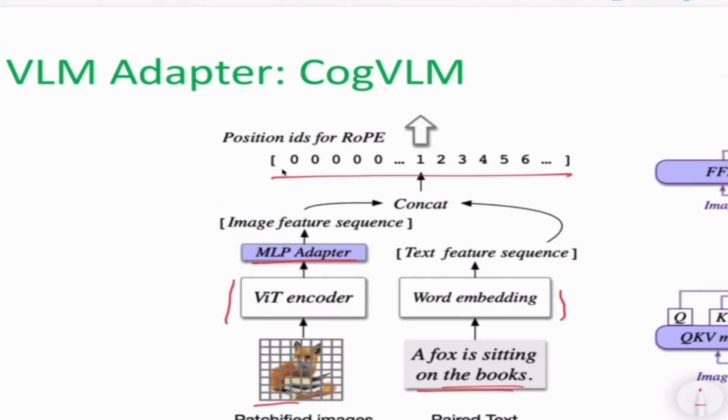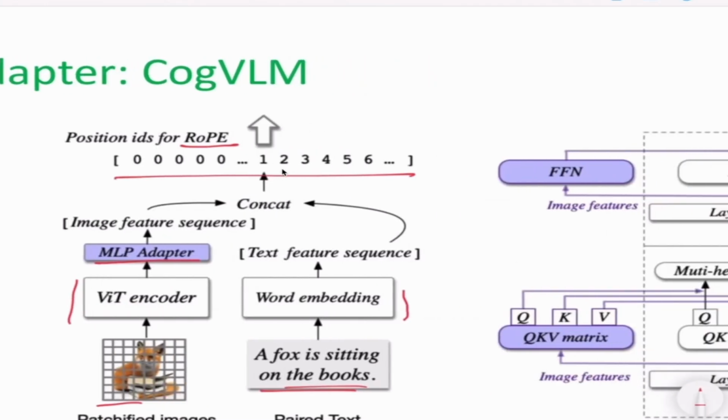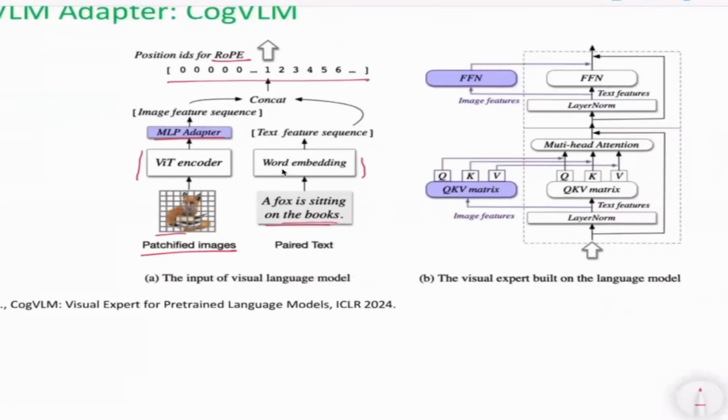You add rotary position embedding. I will not go into detail of that. This is a specific kind of position embedding. Nevertheless, it is position embedding. And then you pass it through your vision language model. So this part here in dotted lines is your LLM, frozen, and this is your vision.